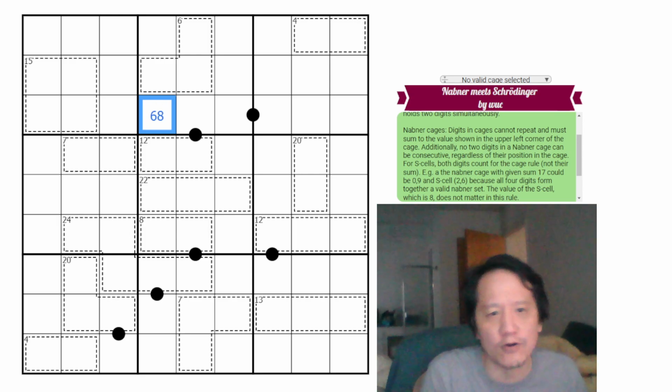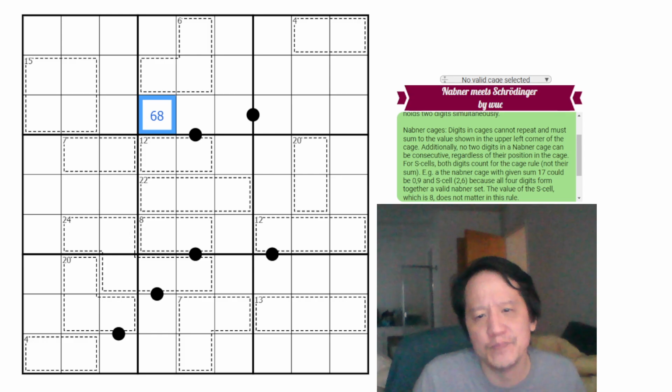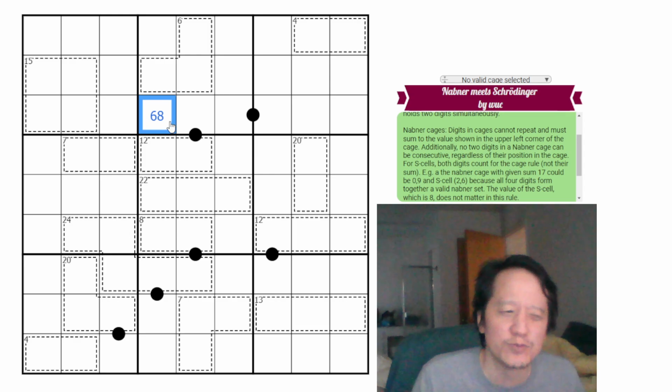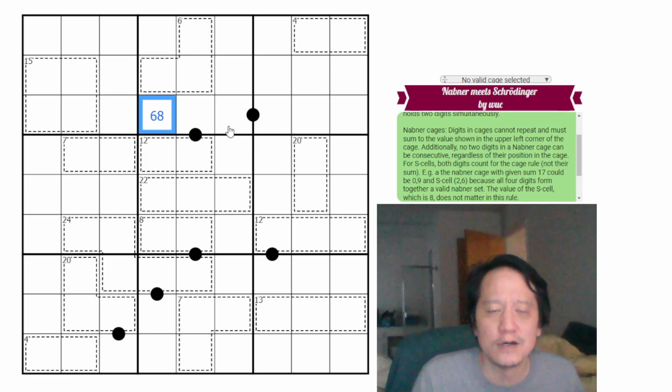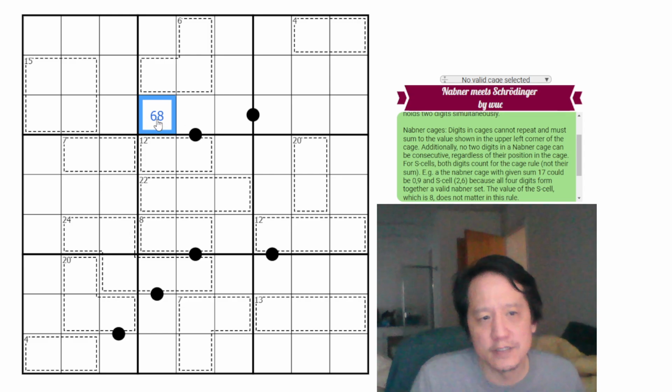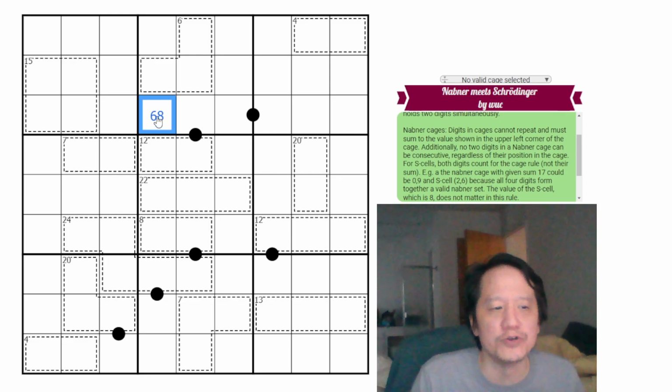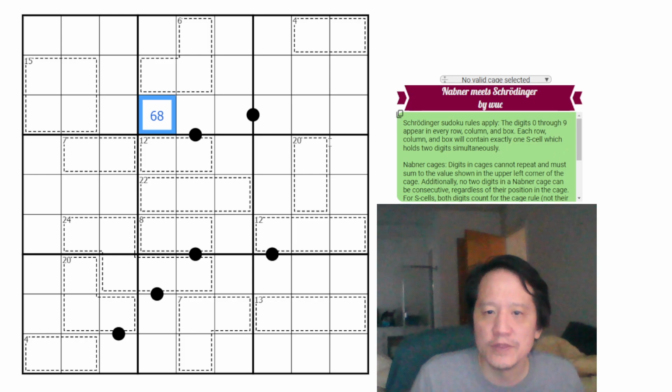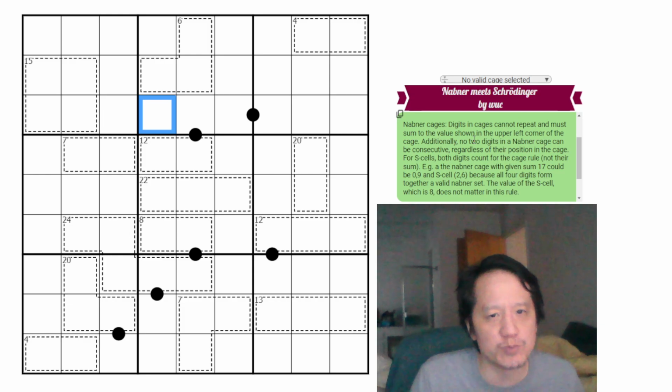Usually we delineate that, or I delineate that, by having a smaller version and then just putting both of those numbers in. It gets a little confusing sometimes when you actually have ones where you want pencil marks, but this is the easiest way to do it. And I also color code usually my Schrödingers. Anyways, so that's what a Schrödinger cell is. I think they're going to explain how the values add up for Schrödingers.